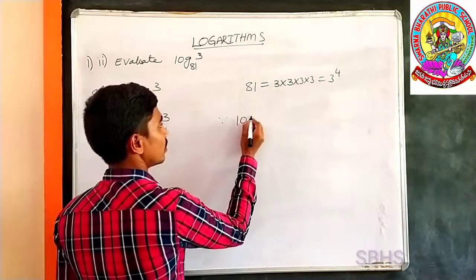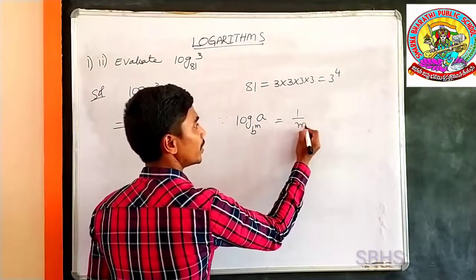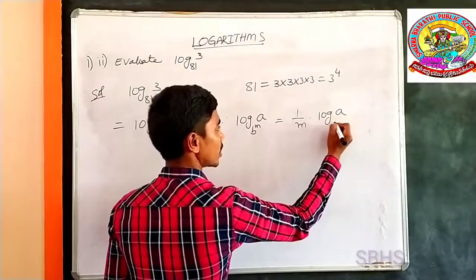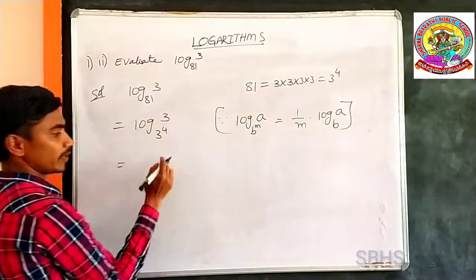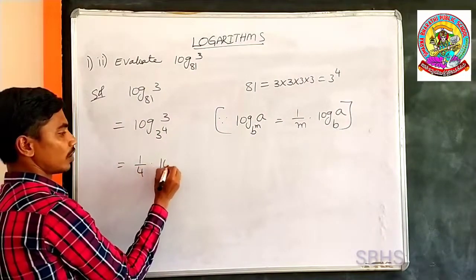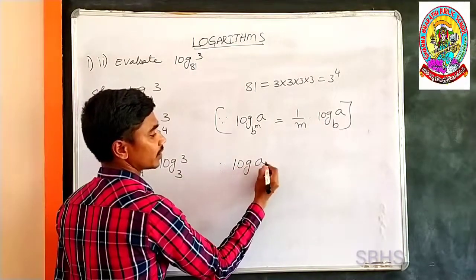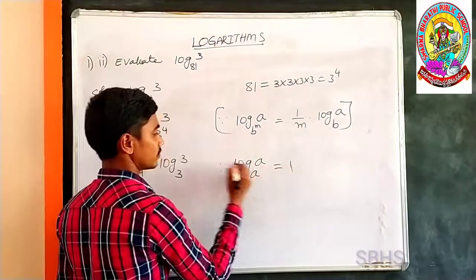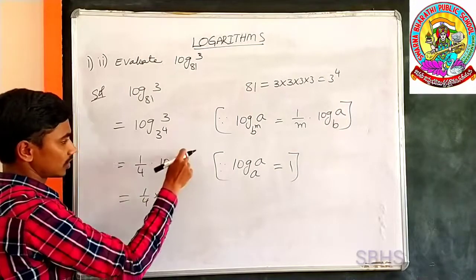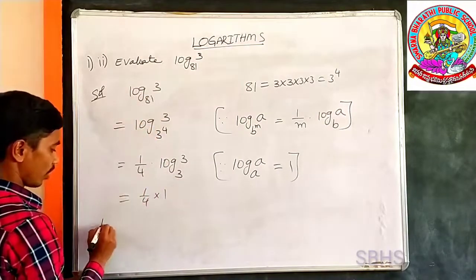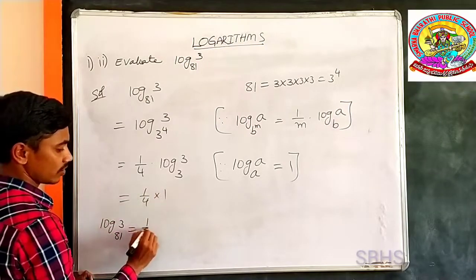From log a to the base b power m is equal to 1 by m into log a to the base b, by this rule it should be equal to 1 by 4 into log 3 to the base 3. Another rule, log a to the base a is equal to 1. By this, 1 by 4 into 1. Log 3 to the base 3 is equal to 1. So the value is 1 by 4 into 1, which is equal to 1 by 4.